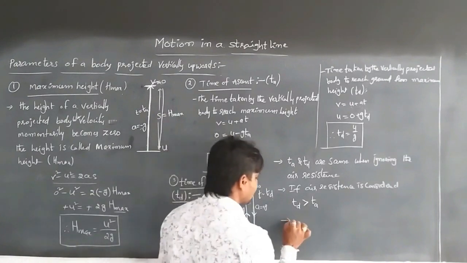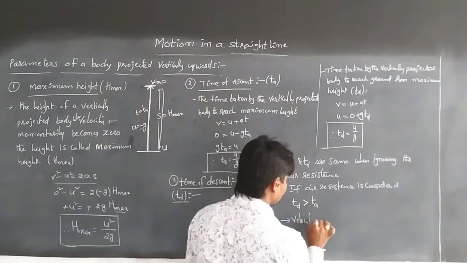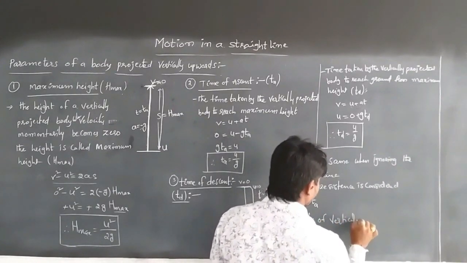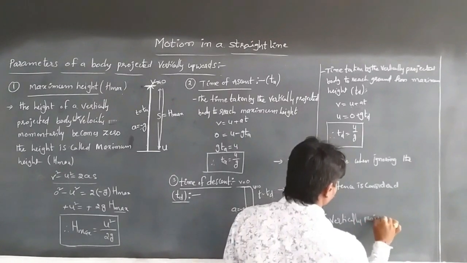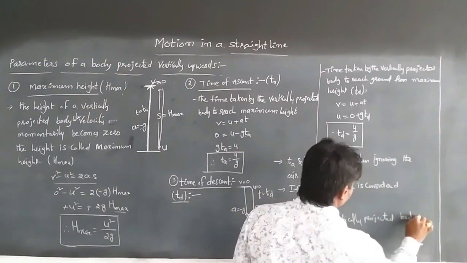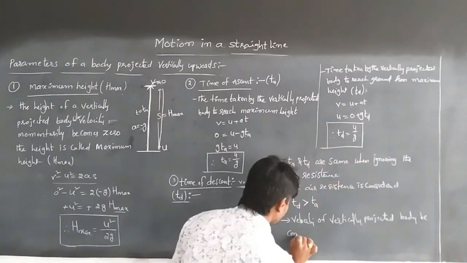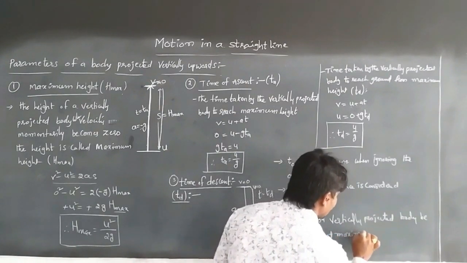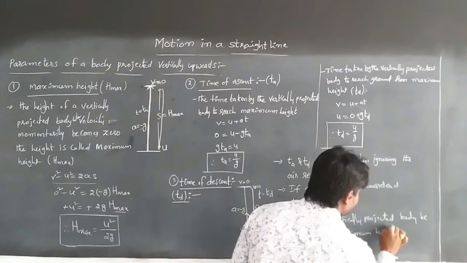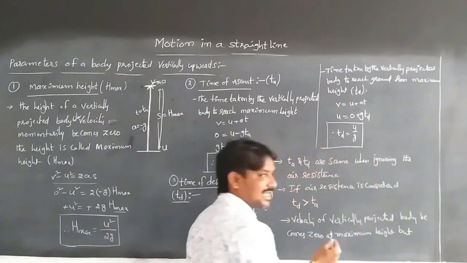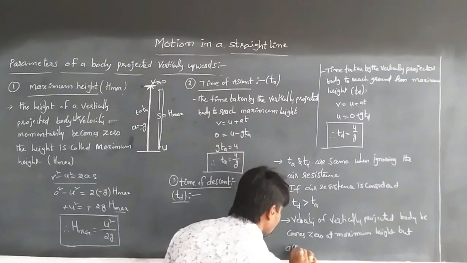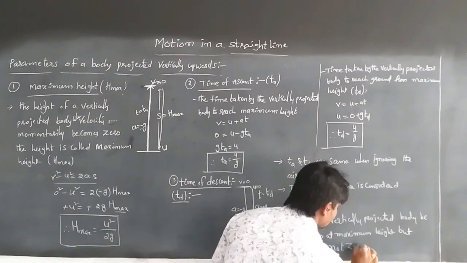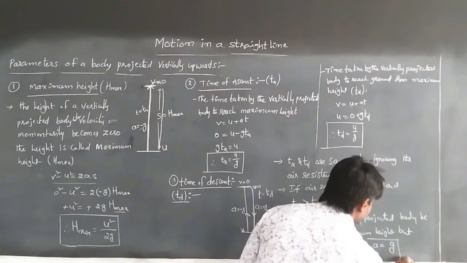So here we can also write that the velocity of a vertically projected body becomes 0 at maximum height. But acceleration does not become 0. That is, a is equal to g.